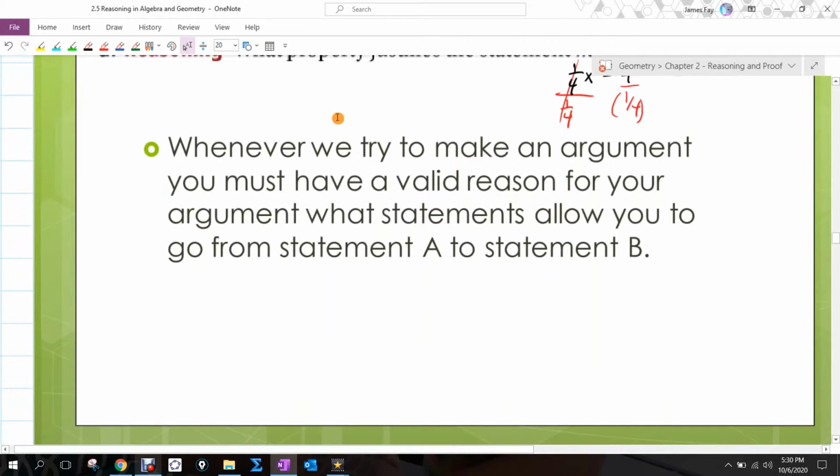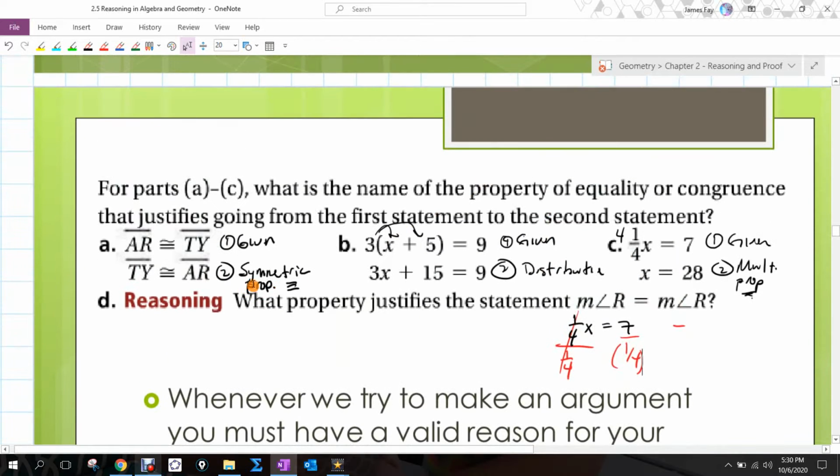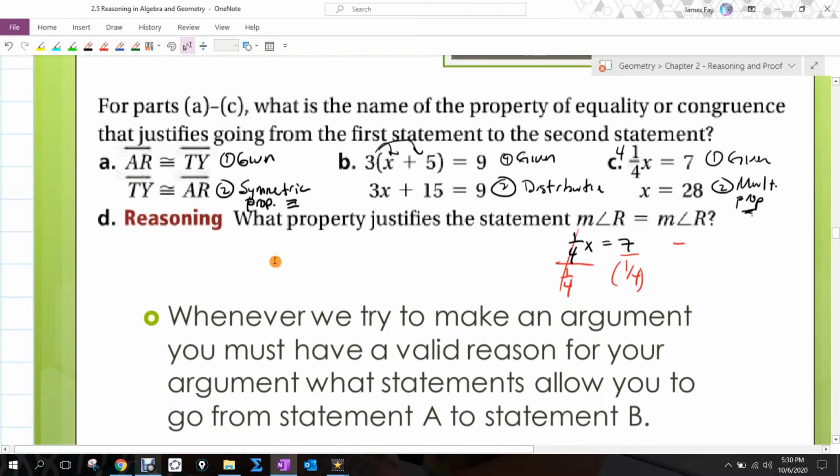Whenever we try to make an argument, you must have a valid reason for your argument. Okay, what statements allow you to go from statement A to statement B? And that's what we're doing up here. These are my reasons. Why am I able to go from the first statement to the second statement? I have to have a valid reason.